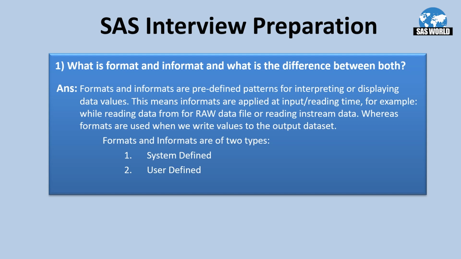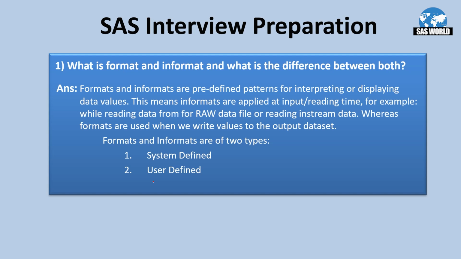So guys, formats and informats basically interpret or label the values. SAS dates are the number of days from 1st January 1960. So if the number of days is mentioned in any variable, how do we interpret what date it is exactly, what month, what year it is? To understand that, we need to apply formats. When we apply formats, we generally write to the output data set.